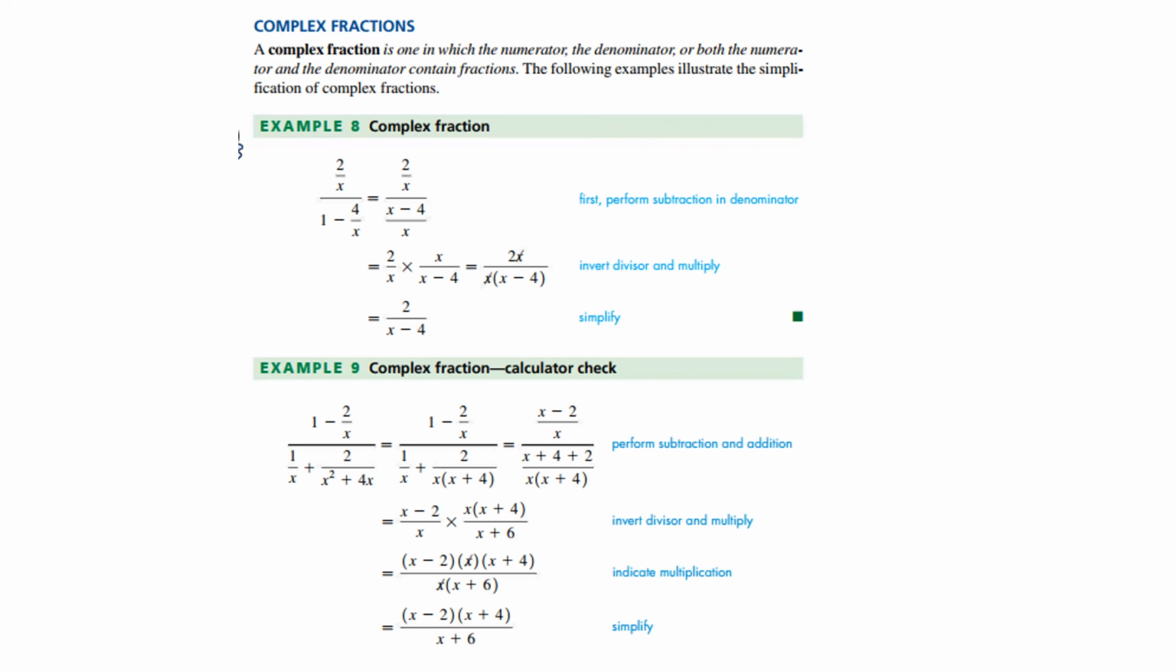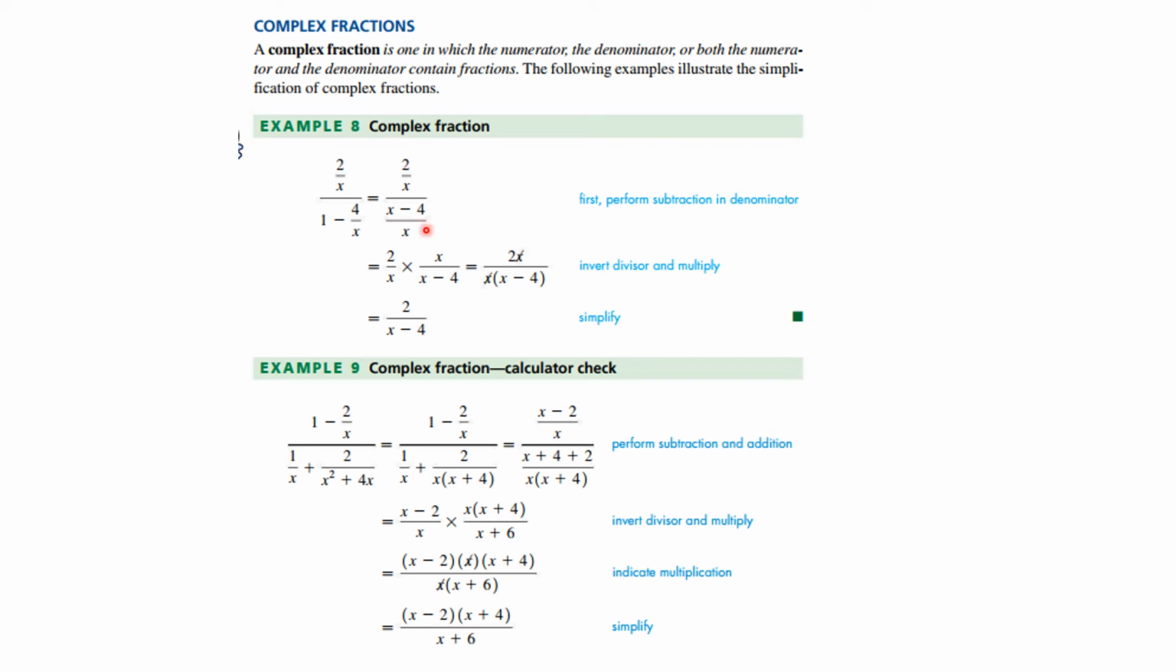I expand, do algebra simplifications, and I get this expression at the end of the problem. A complex fraction is one in which the numerator, the denominator, or both have fractions in and of themselves. So here is an example. I'm going to get the common denominator in the denominator. So this is going to be 1 over 1 minus 4 over x. So the common denominator is going to be x. I have to multiply it here, top and bottom, by x. So I get 2 over x divided by x minus 4 all over x.